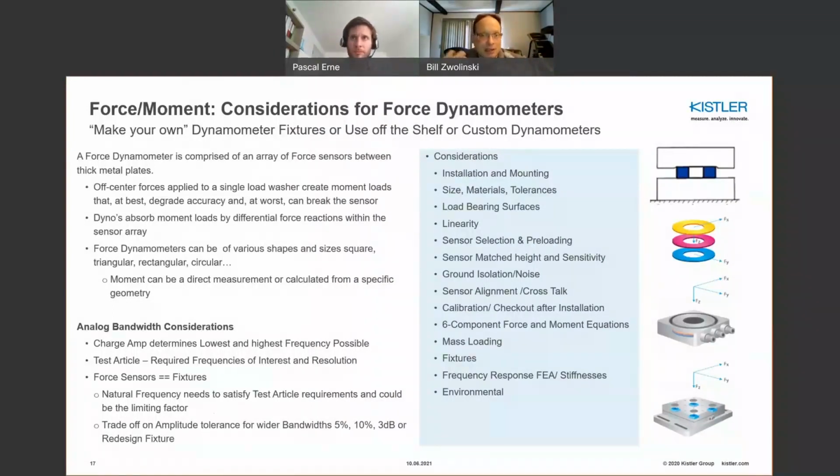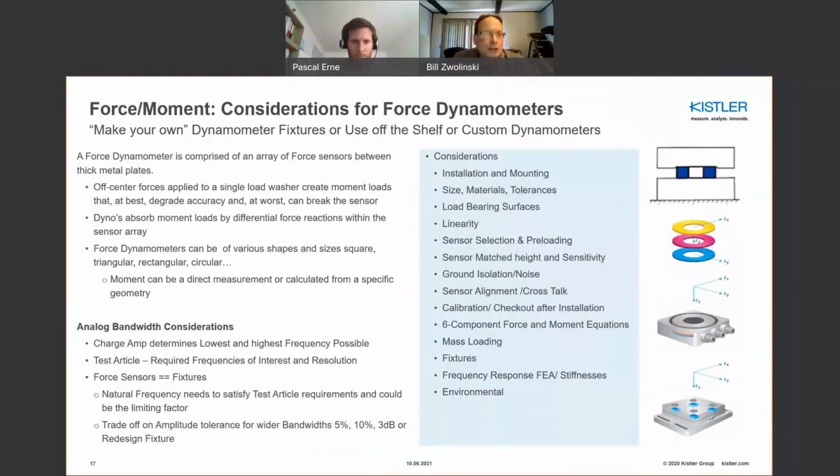Certainly there are a lot of rules to put together a force dynamometer. I mentioned here some considerations, and I'm going to go over a few of these in the next few slides. If you're thinking of making a force dynamometer from three component load cells, it's great to appreciate the detail here, but also contact your favorite application engineer and see what considerations they could address for you.